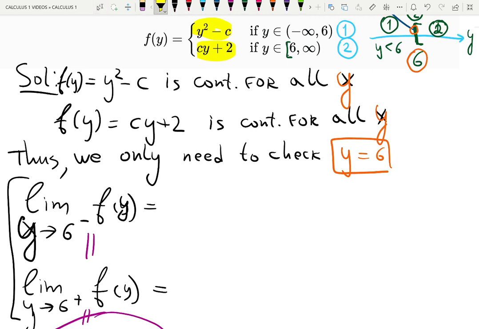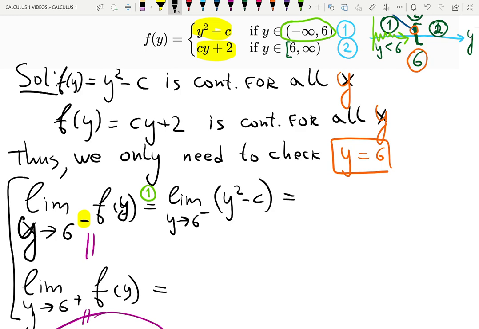Which equation do we use when we work with the left limit? 6 from the left means, let's look at the sketch. My inputs are approaching 6, but they are less than 6. Being less than 6 means I need to use equation number 1. Thus, I'm actually working with the limit as y approaches 6 from the left of the function y squared minus c. Now you can forget about the left part of the limit. The left part of the limit just helps you to choose the equation to work with. And you can substitute 6 into y.